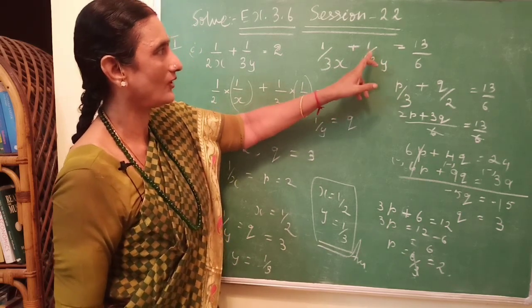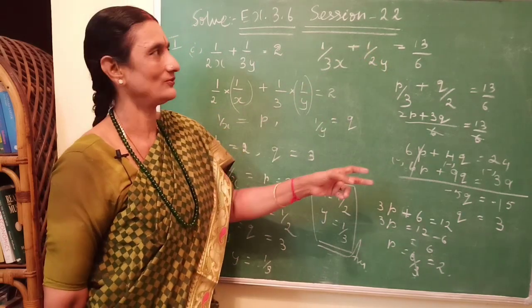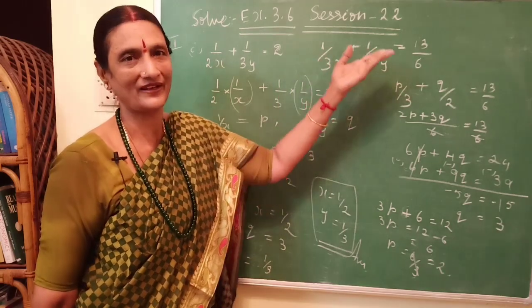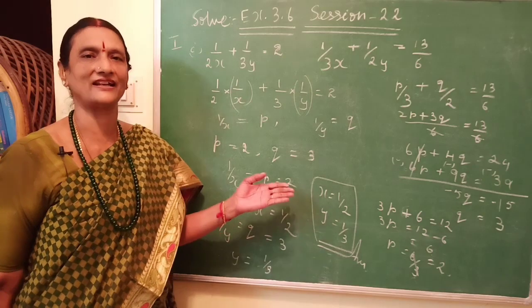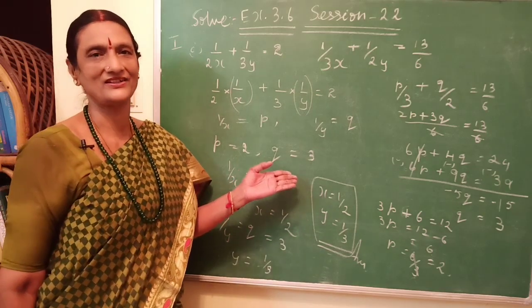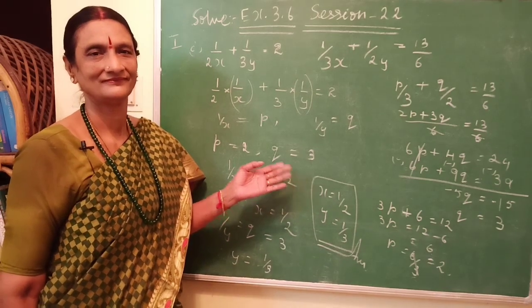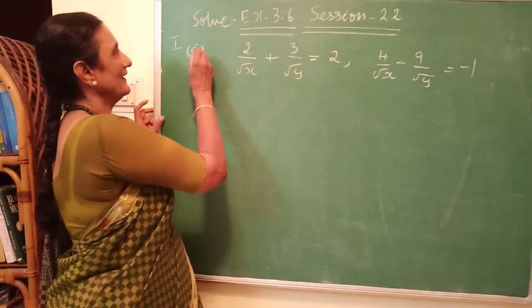Then the 3 will go up. So we will get 3 by 2. On subtraction and simplification, we get the value as 13 by 6. Okay, you can even check whether your values are right or wrong. Have a look at the second subdivision.